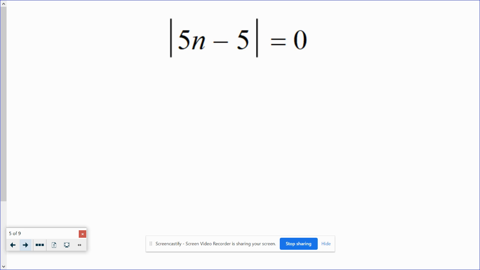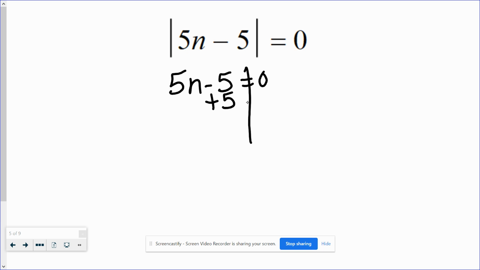In this problem, you know that we want to write two equations, right? I can't in this problem because there's no such thing as a negative 0. My equation is just going to be 5n minus 5 equals 0. Since there isn't a negative 0, I only get one answer in this problem. That's not typical. That's kind of a special case, but it can happen.